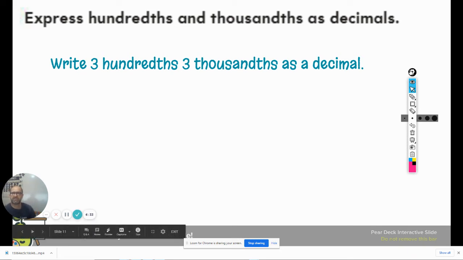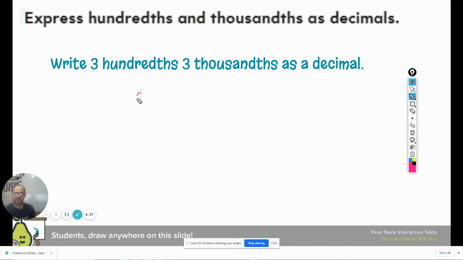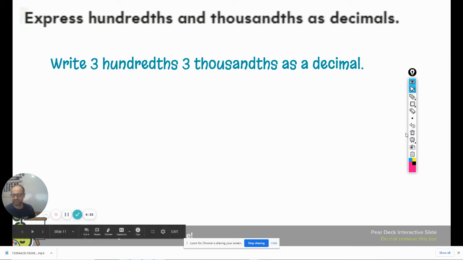Express hundredths and thousandths as a decimal. 3 hundredths and 3 thousandths as a decimal. So you've got nothing in your ones place, nothing in your tenths place, a 3 in your hundredths place, a 3 in your thousandths place. That would be read as 33 thousandths, right? Let's be efficient here. We all got stuff to do today.